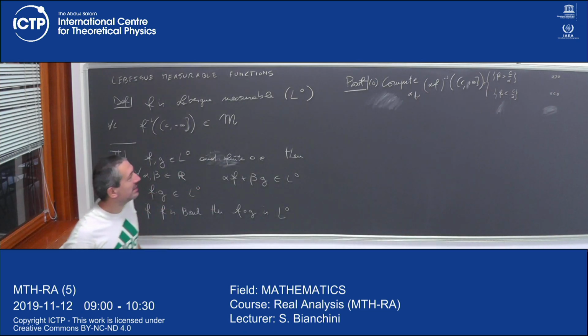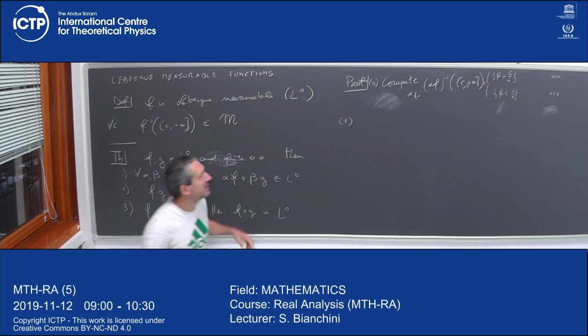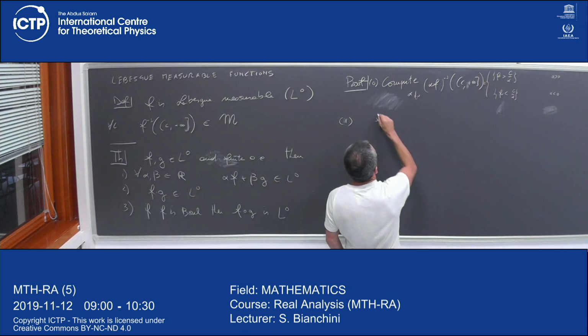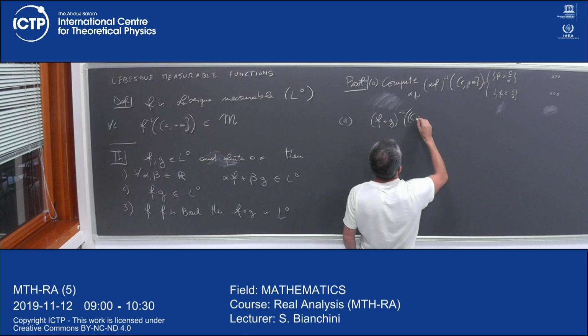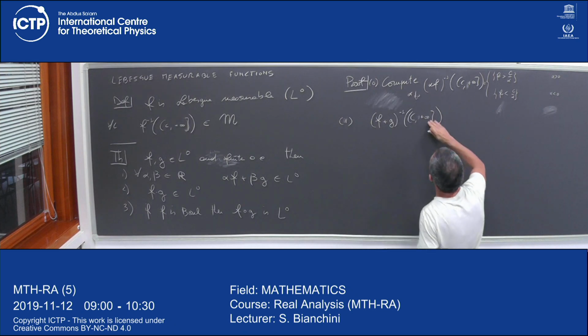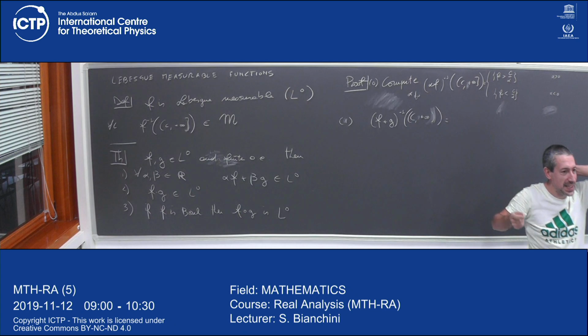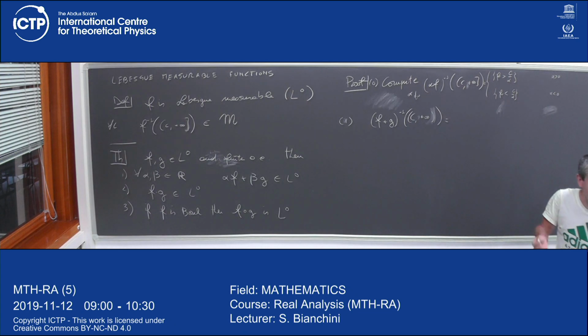Second. Since we already have alpha f and beta g, we just have to compute f plus g to the minus 1 of (c, plus infinity). Let's assume they are finite, otherwise there is always the problem. So we have to write the expression saying that these are the x such that the sum of the two functions is larger than c.